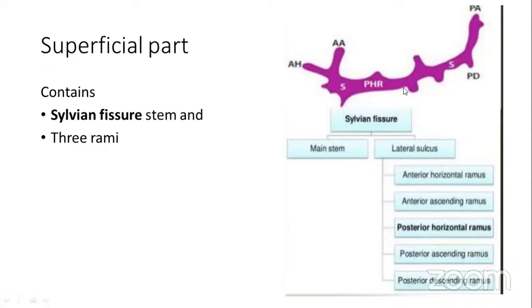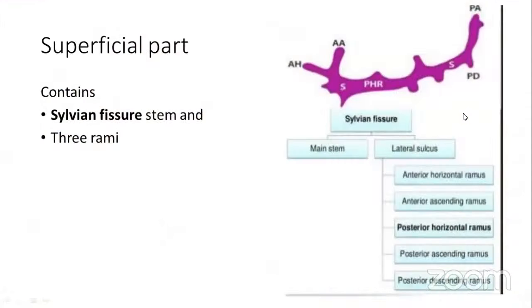In this picture, we can see a pictorial view of the Sylvian fissure and its rami. Anteriorly, this is the anterior horizontal ramus, and behind it we have this ascending limb of the Sylvian fissure, the anterior ascending ramus. Then we have the posterior horizontal ramus that extends posteriorly till the supramarginal gyrus, and the posterior ramus is further divided into posterior ascending as well as posterior descending rami.